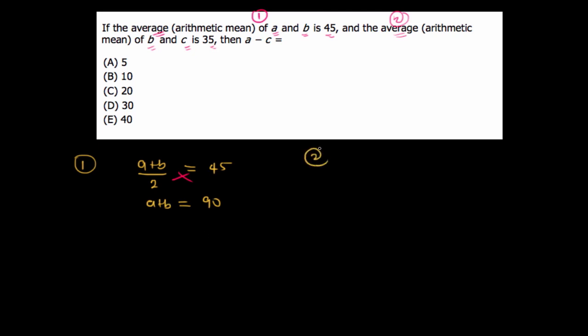Now for the second statement, it says that the average of B and C is 35. So when you add B and C and you divide by 2, which is the average, you should obtain 35. So when you cross multiply, B plus C equals 2 times 35, which is 70. So now we have 2 equations here.